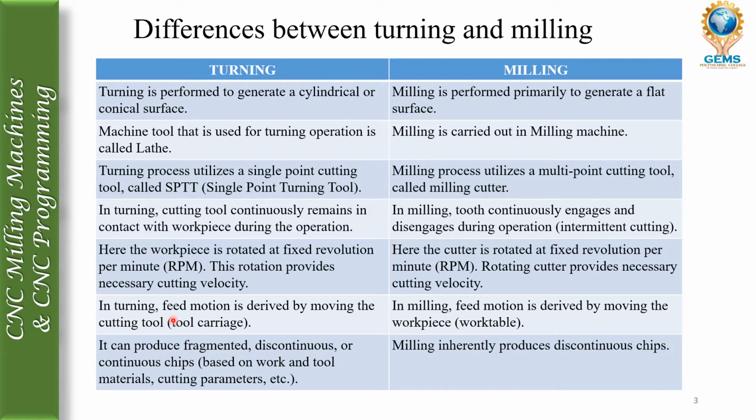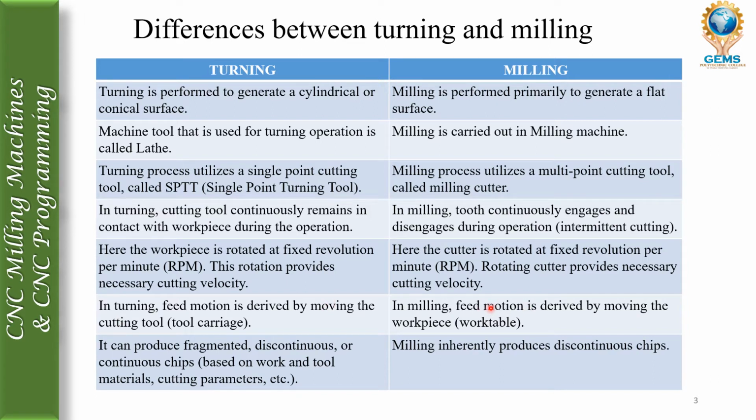In turning, feed motion is derived by moving the cutting tool. The tool carriage is carrying the cutting tool. If you want to give the depth of cut or feed rate, you have to do that by moving the cutting tool towards the workpiece. The workpiece stays constant in one location.